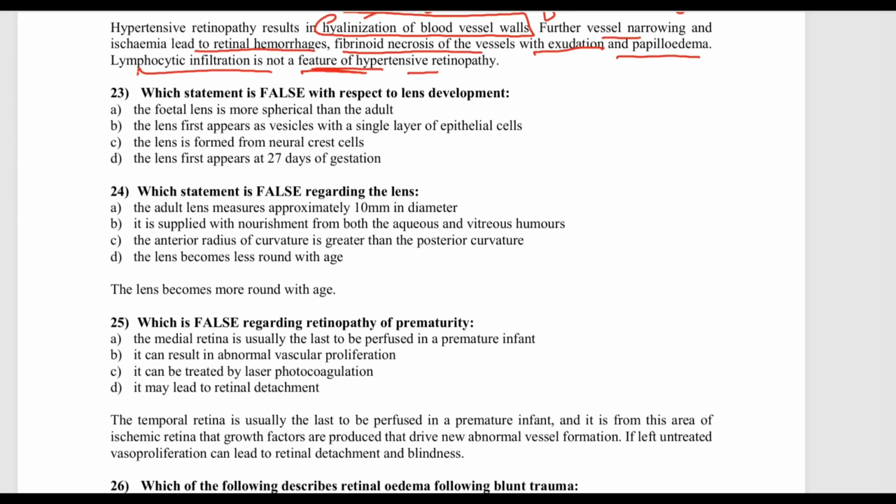So the next question is: which statement is false with respect to lens development? The options are: fetal lens is more spherical than the adult; the lens first appears as a vesicle with a single layer of epithelial cells; the lens is formed from neural crest cells; the lens first appears at 27 days of gestation. So the false statement is that the lens is derived from neural crest. No, it is derived from surface ectoderm.